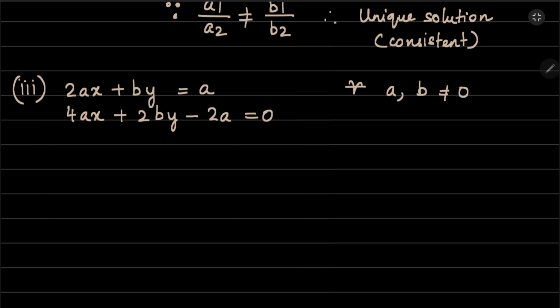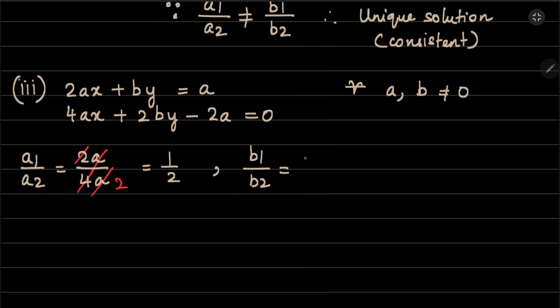Here also let us do it the same way. Let's take the A1 by A2 ratio. What is A1 by A2? 2a divided by 4a. The a gets cancelled; 2 ones are 2, 2 twos are 4. So this is equal to 1 by 2. What is B1 by B2? B is the coefficient of y in the first equation, and the second one is 2b. B gets cancelled in the numerator and denominator, and you get 1 by 2. So here itself you see A1 by A2 is equal to B1 by B2.